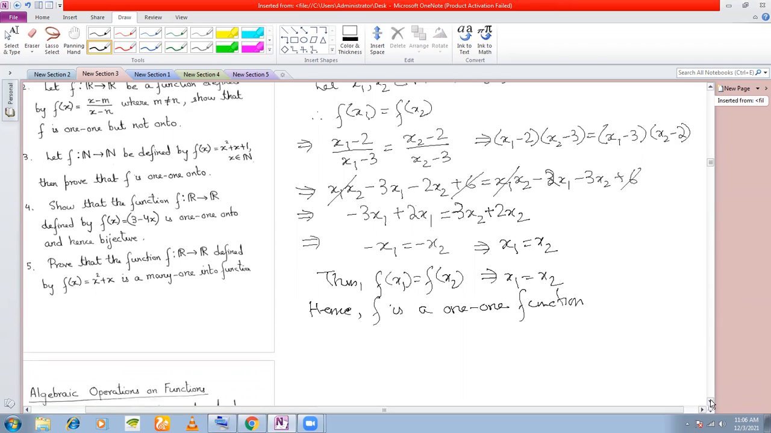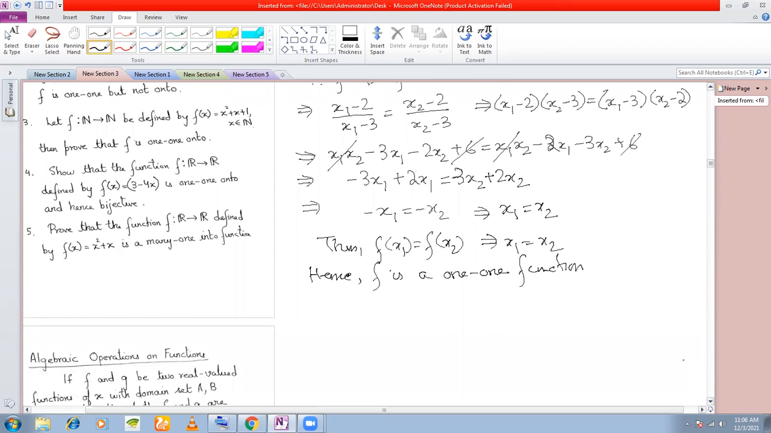Okay. Now we are going to show that f is surjective. How do you show f is surjective? I say let y is equal to f(x). That is, y is equal to f(x), the function given here, which is (x minus 2) by (x minus 3). Okay. So now you find x in terms of y.